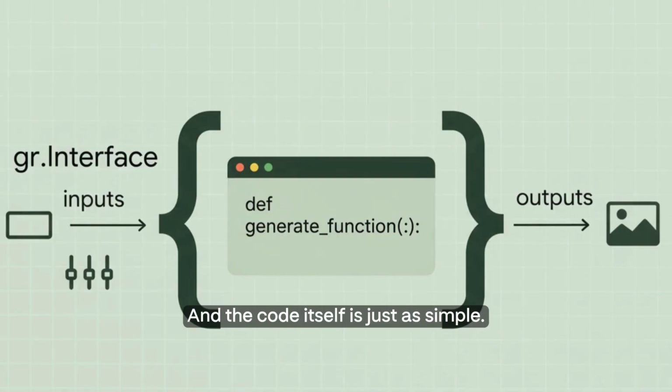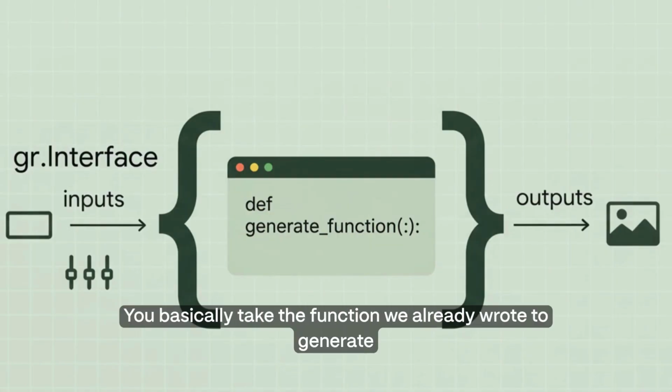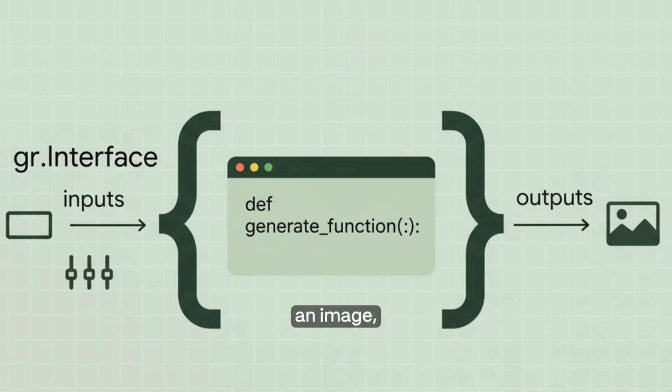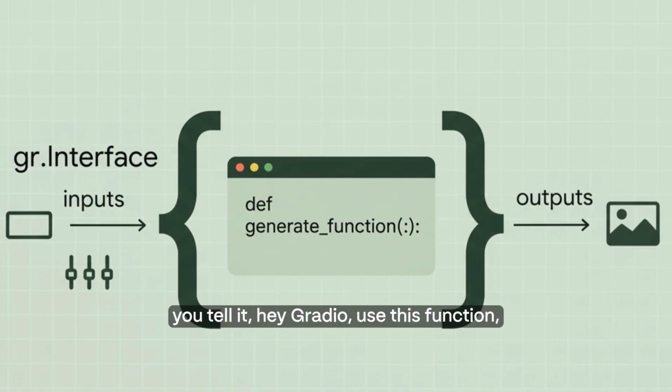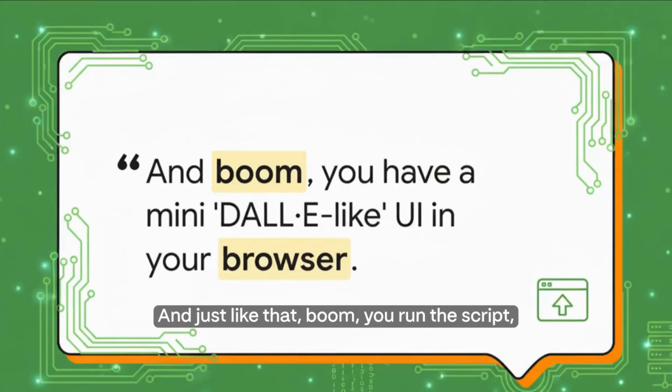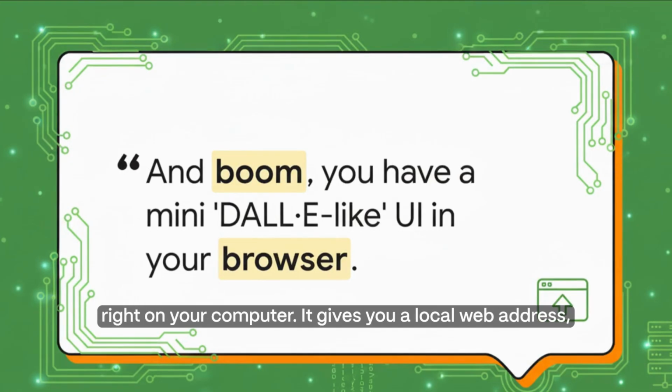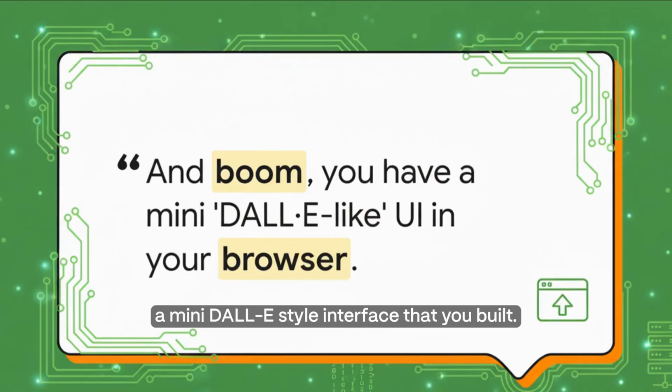And the code itself is just as simple. You basically take the function we already wrote to generate an image, and you just wrap it up inside this Gradio interface. You tell it, hey, Gradio, use this function, I need a text box for the input, and the output is going to be an image. It figures out the rest. And just like that, boom, you run the script, and Gradio instantly creates a little web app for you right on your computer. It gives you a local web address, you open it in your browser, and there it is, a mini DALL-E-style interface that you built. It's honestly kind of mind-blowing how easy it is.